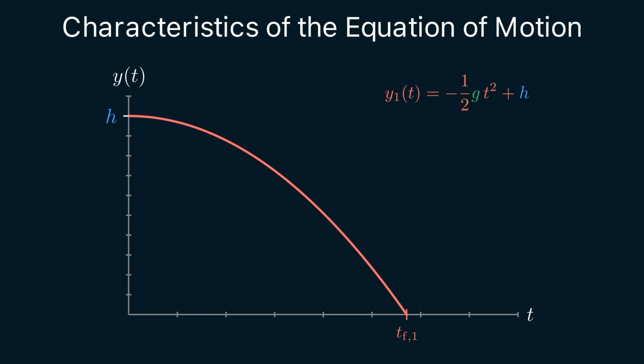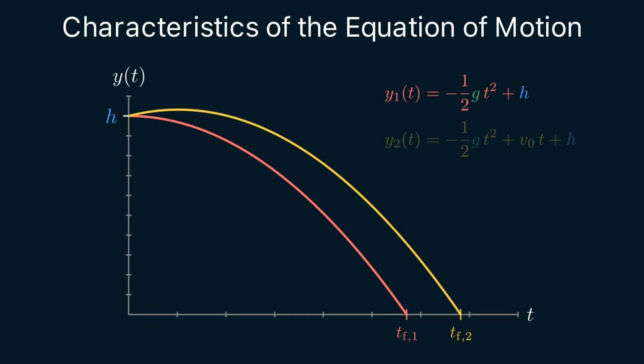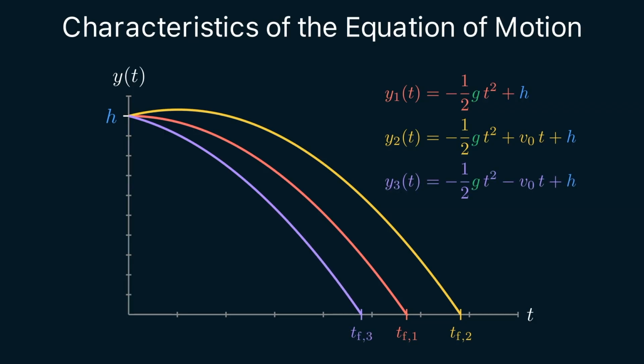If we have a positive initial velocity, that means we throw the object upward first. So it rises a bit, then turns around and falls. In that case, the fall time is longer. The last case, v0 is less than 0, we throw the object downward. No surprise, it hits the ground sooner. But how long is the fall time exactly?